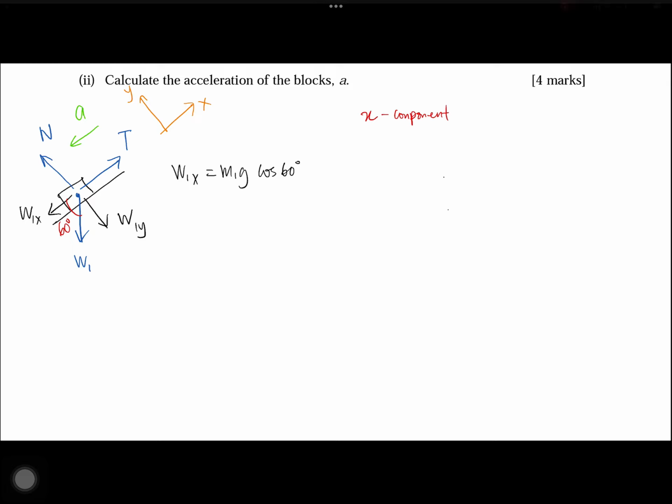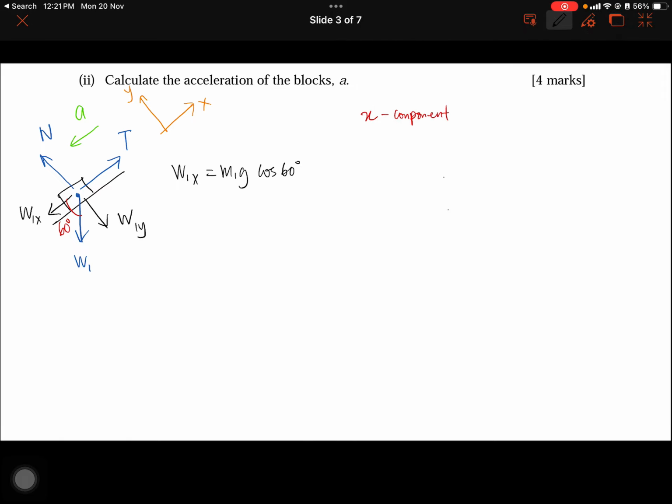For the x component here, as you can see, we have the acceleration. So we're going to be using the second law of motion. Total force is equal to ma. So just write down the formula, which is the summation of force is equal to mass multiplied with acceleration. Specifically, this is for mass 1.